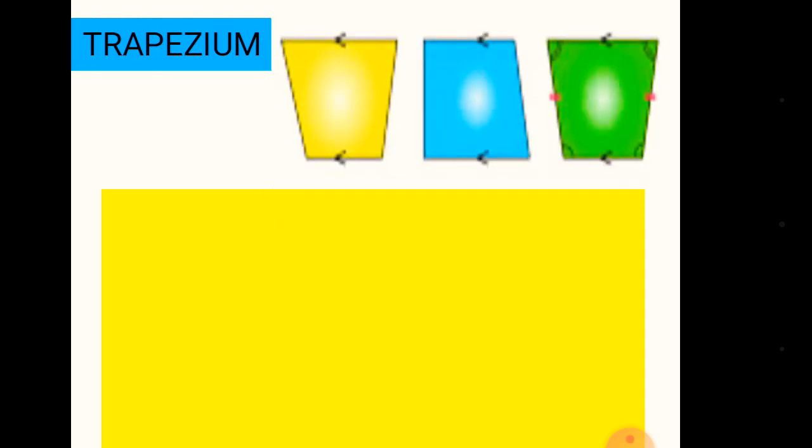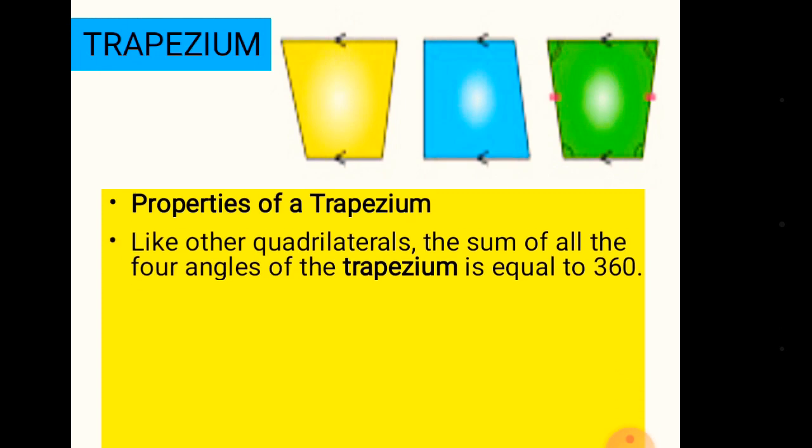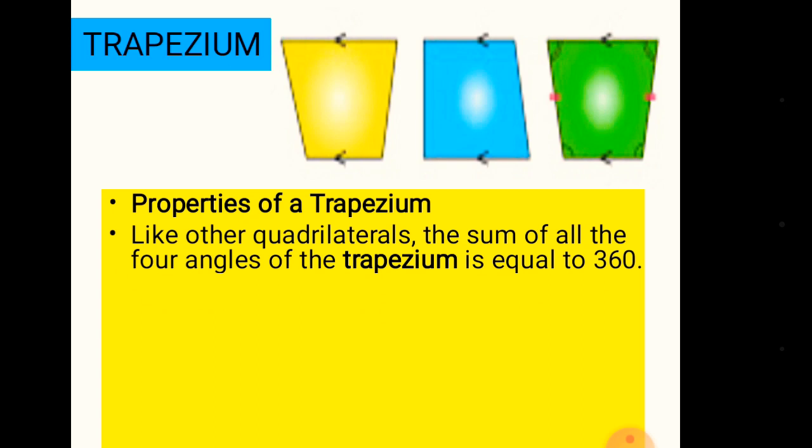Now, moving ahead to another type of quadrilateral, that is the trapezium. Now, we will talk about the trapezium. So, these are the figures of a trapezium. Now, properties of a trapezium. Like other quadrilaterals, the sum of all four angles of a trapezium is equal to 360 degrees. This is also a four-sided figure. So, if you add, the sum of all four angles will be 360 degrees.